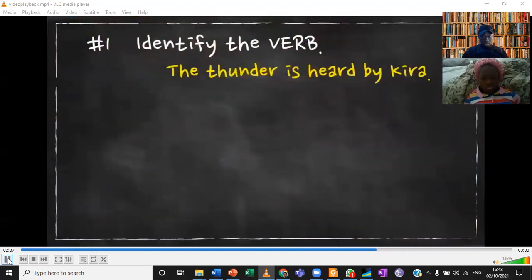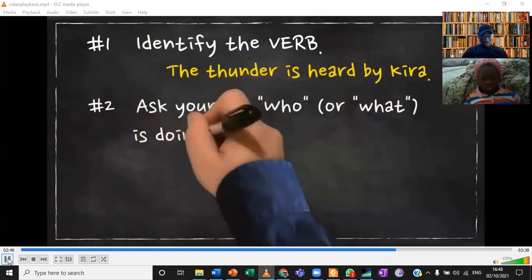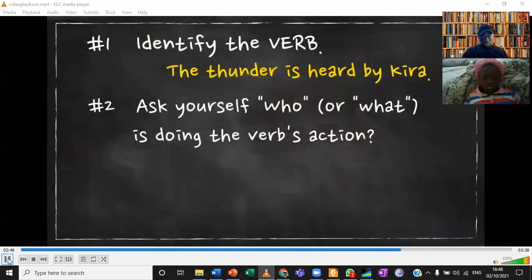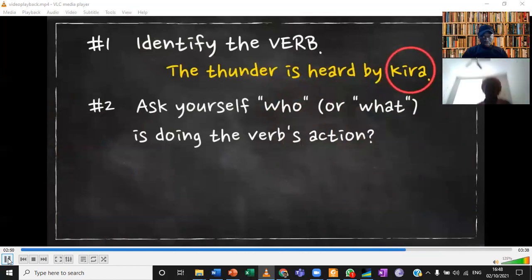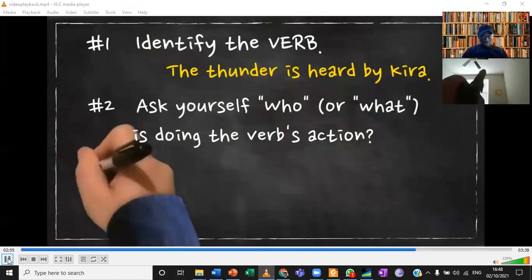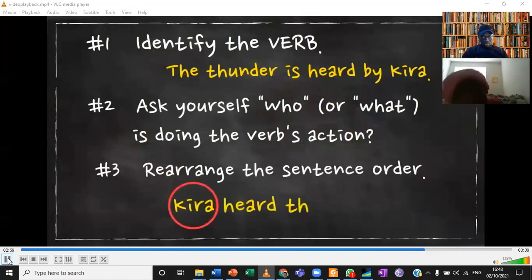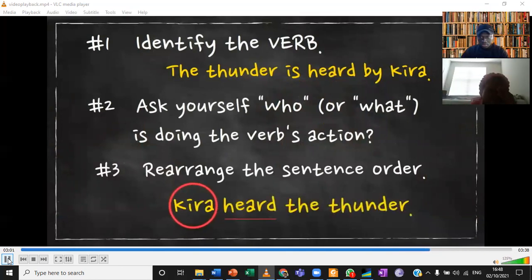Number 1, identify the verb. The thunder is heard by Kira. Heard is the verb. Number 2, ask yourself who or what is doing the verb's action. Kira is the one who hears. Therefore, she is doing the verb's action. Number 3, rearrange the sentence order. Kira heard the thunder.